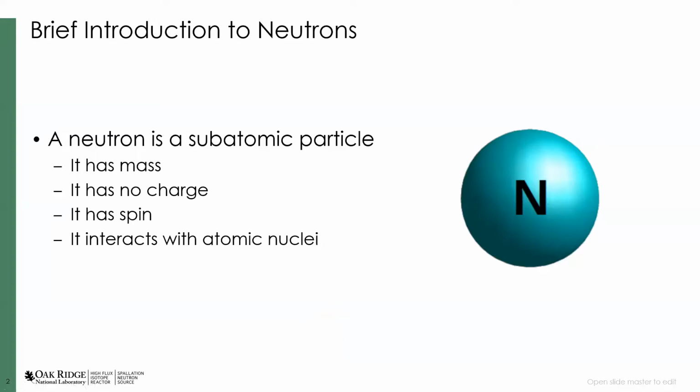The neutron is a subatomic particle. It has mass, no charge, and it has spin. And its interaction is primarily with the atomic nuclei. All of these things are really important. It makes it a very useful probe, much like X-rays are.